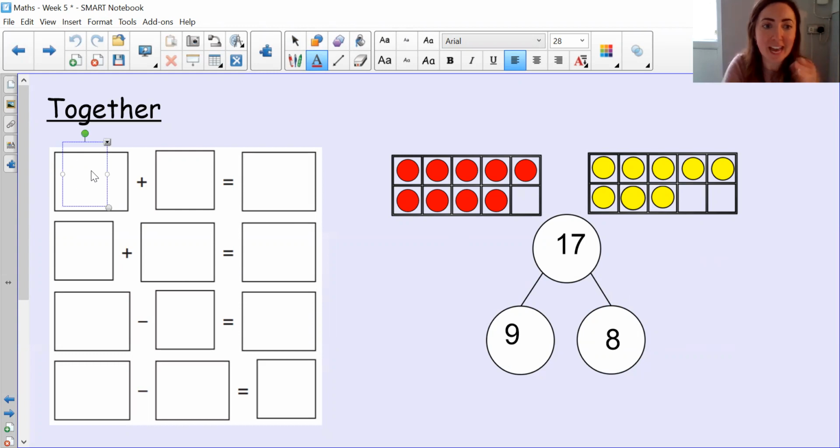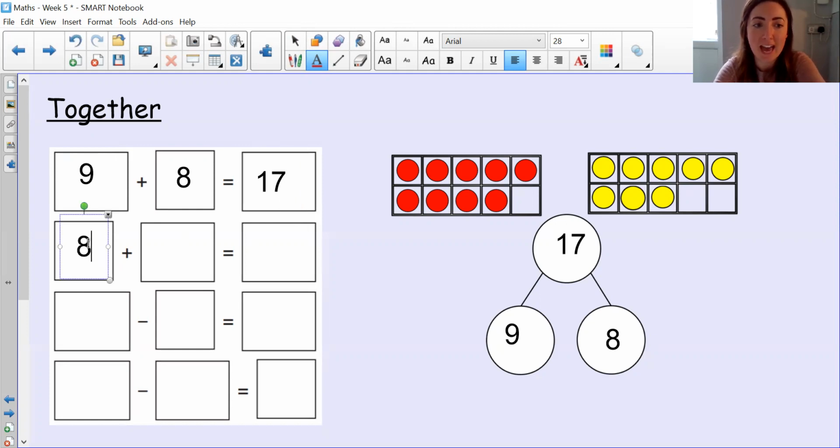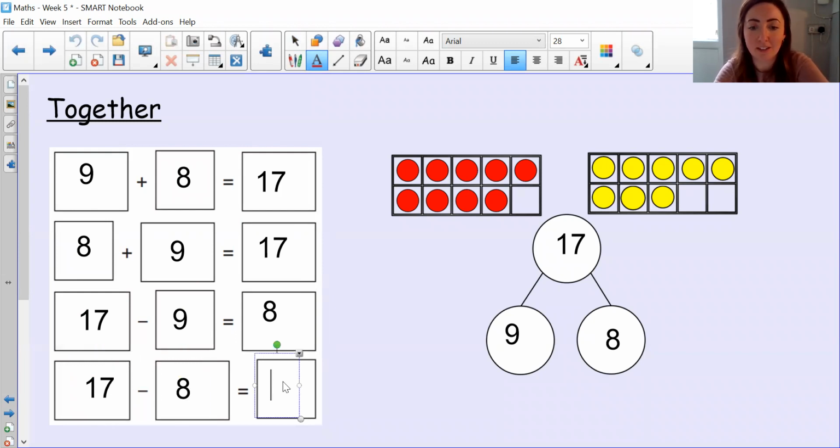And again, it doesn't matter if you got the parts the opposite way around to how I do it, as long as you've got the same 4 number sentences in any order. Any order is fine. So firstly, we could have 9 add 8 equals 17. Then we swap those parts over. 8 add 9 equals 17. Now for the subtraction number sentences, 17 subtract 9 equals 8. And 17 subtract 8 equals 9.